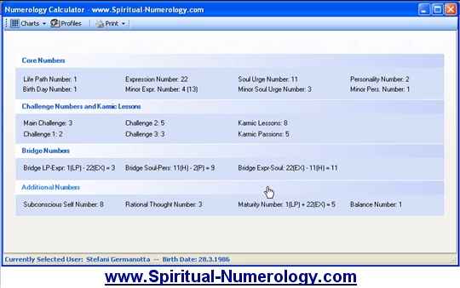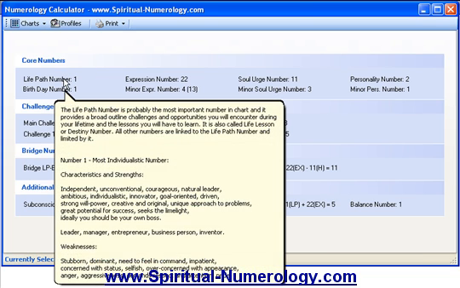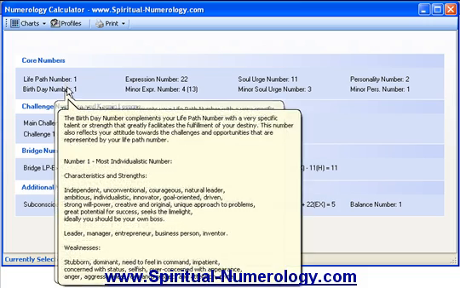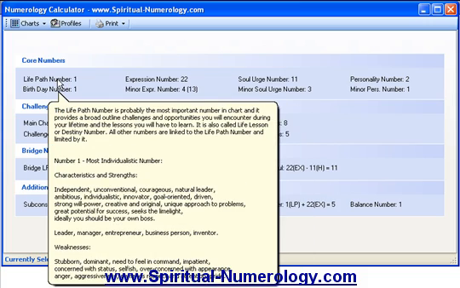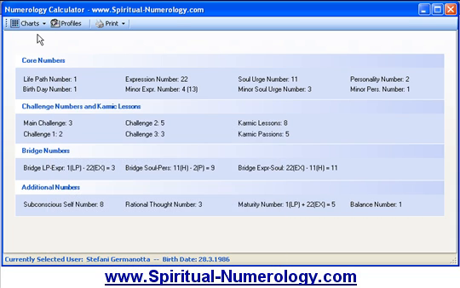Okay, so let's have a closer look at Lady Gaga's numerology chart. Well, as you can see, the calculation takes less than a second, and we get a huge amount of information. First of all, we have all the core numbers here, and whenever you put the mouse pointer over a specific number, you get a description of what a number means and the different characteristics like strengths, weaknesses, career choices, and so on. We also have the challenge number, karmic lesson numbers, some bridge numbers, and a few secondary numbers here.